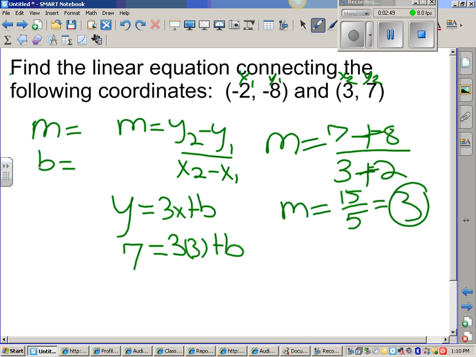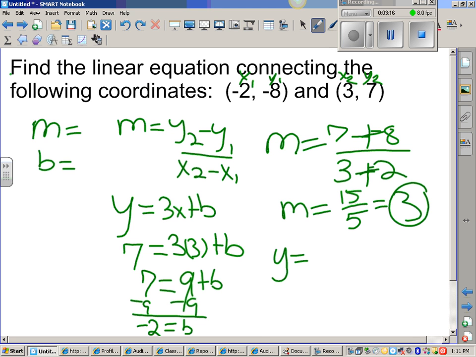Okay, now what? You write 7 equals 9 plus b. Then you subtract 9 on both sides, and then you get b equals -2. So now are we done? No, you need to write your equation out. Very nice. So how do we write our final answer? y equals 3x minus 2.